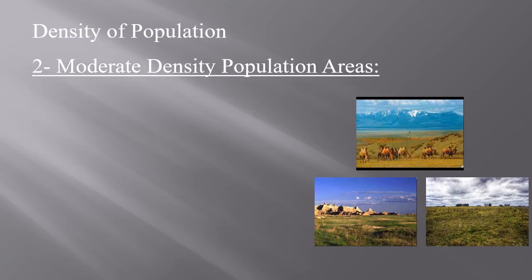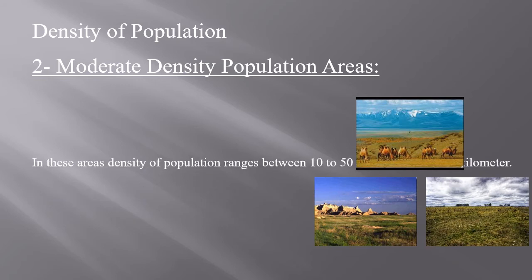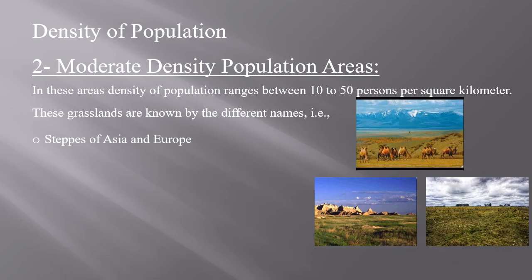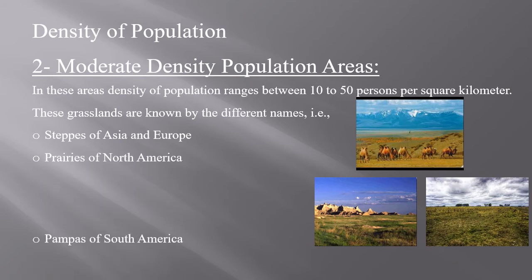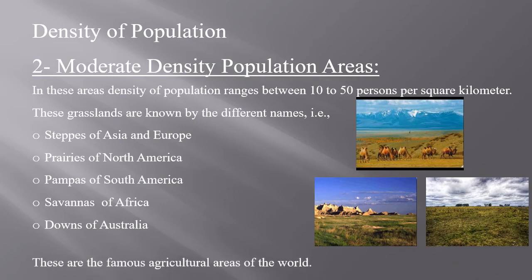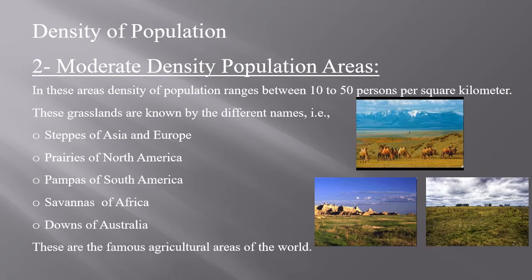Number 2, moderate density population areas. These areas are comprised of grasslands of the world where population is scattered over a large area. In these areas, density of population ranges from 10 to 50 persons per square kilometer. These grasslands are known by different names, that is, steppes of Asia and Europe, prairies of North America, pampas of South America, savannas of Africa, downs of Australia. These are the famous agricultural areas of the world.